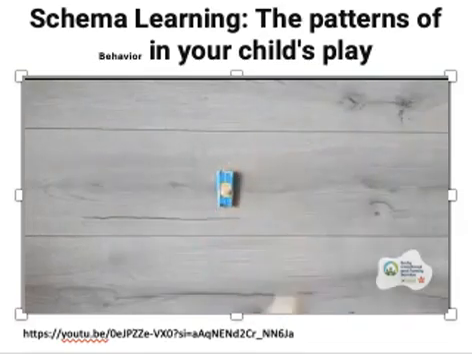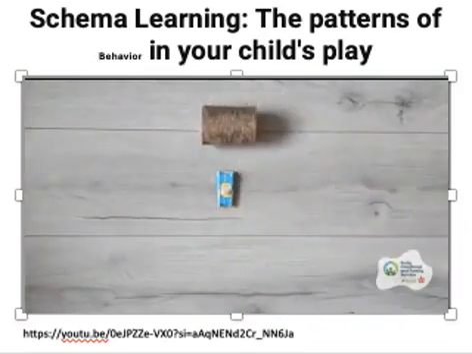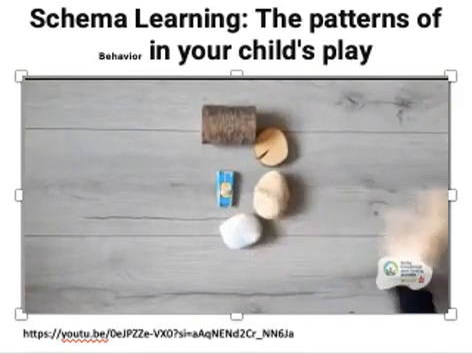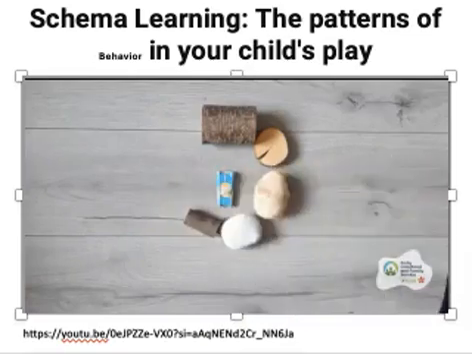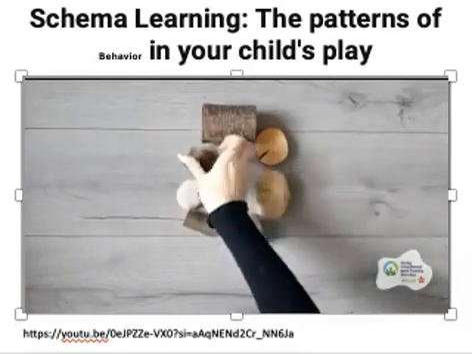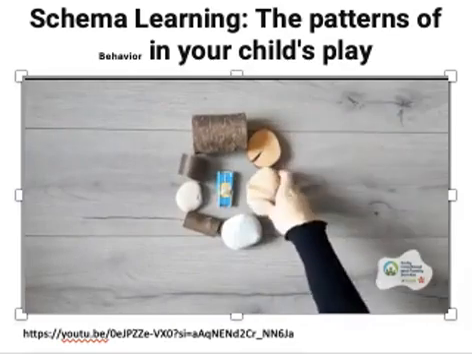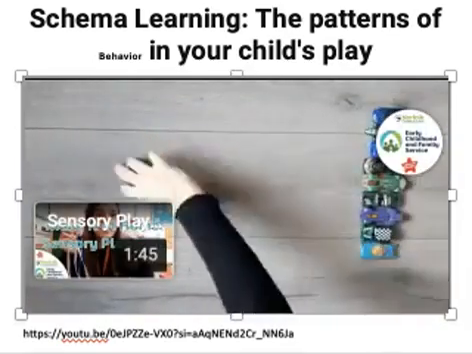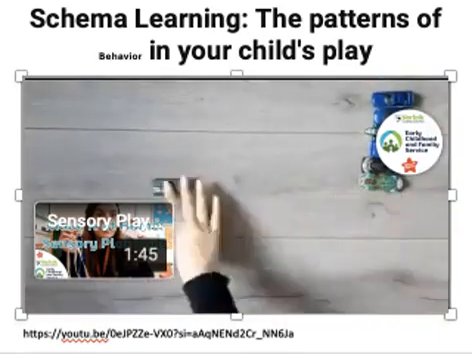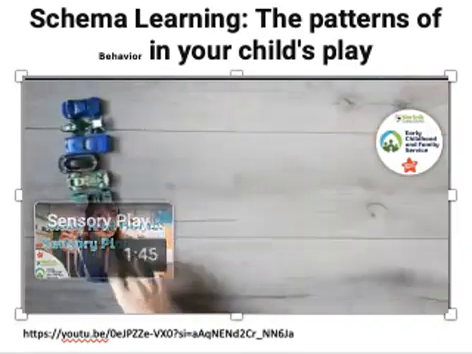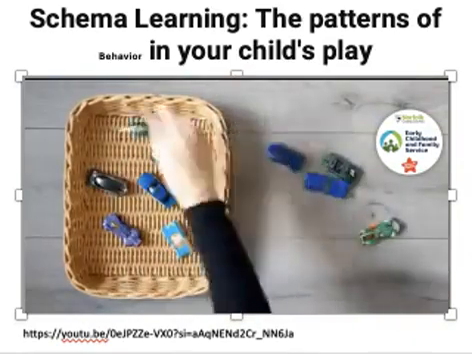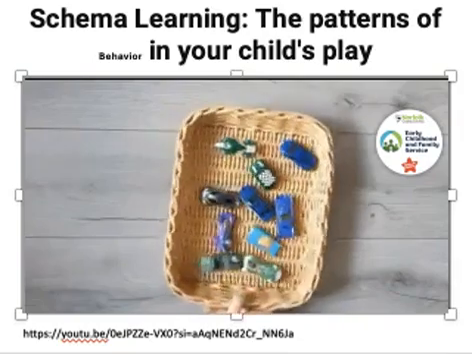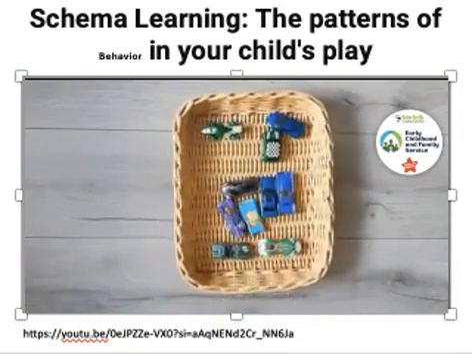A child with an enclosing schema is interested in adding boundaries to play areas, for example, putting fences around animals or around the cars like we've shown here. They might also regularly add borders to pictures that they've drawn. A child with a transporting schema may be interested in carrying or moving items from one place to another. They may frequently do this in containers or by carrying lots of items around in a bag, packing and unpacking them in different places.